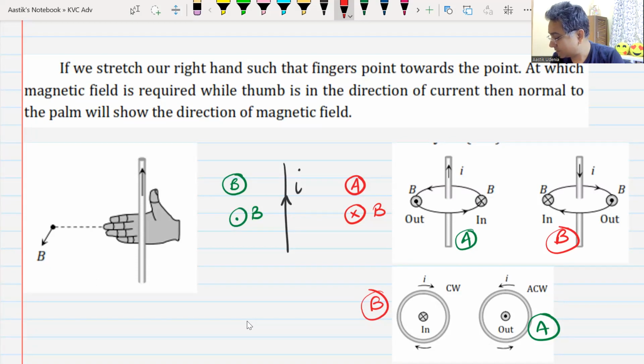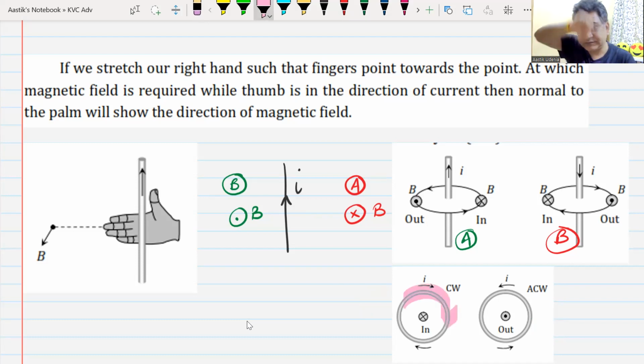Yes, sir. Okay. Now, the diagram which is given here, I reverse the diagram. Now, instead of current coming out, if I make the current flow in the clockwise direction, you can use the right hand thumb rule. You can turn your fingers in the direction of current, and you can see, magnetic field will go inside.